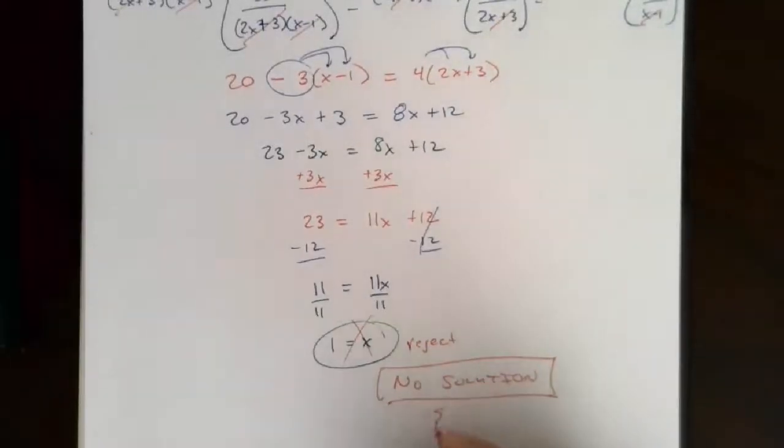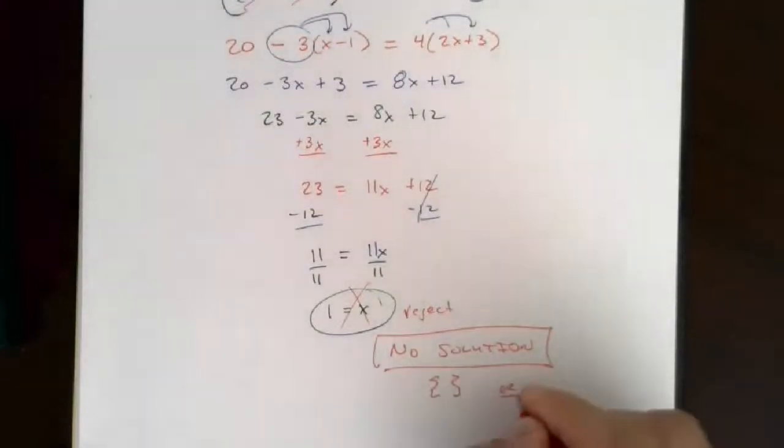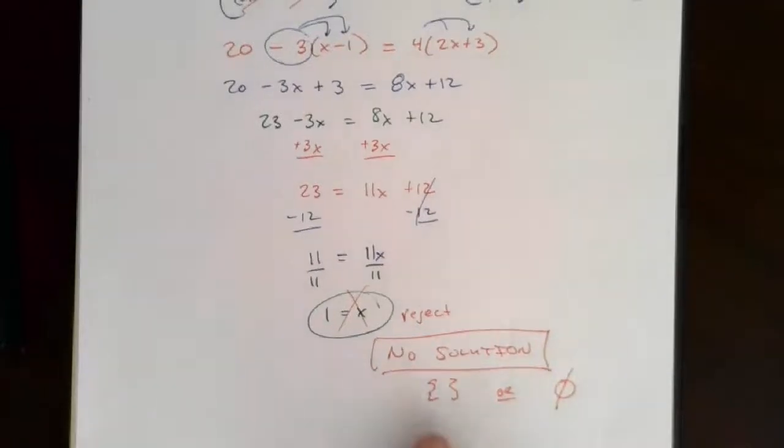You may also see this written as the empty set, so 2 curly braces with nothing in it. Or another way of writing that would be with the 0 with the line through it. That's the other way of writing the empty set. So these both mean the empty set, which really means there's no solution, right? There is no solution set that makes this true.